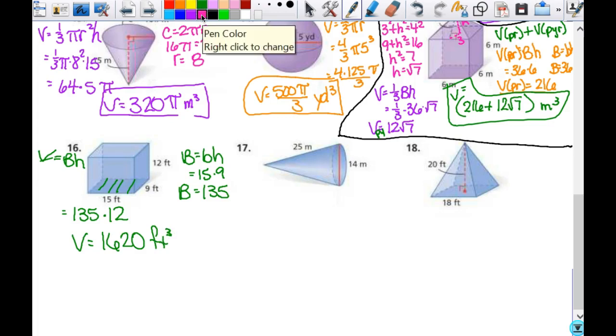All right. So 10 times 135 is 1,350, right? And then 2 times 135 would be 270. Okay. So is that 1,620? Yes, 1,620. Yes, so she was right.